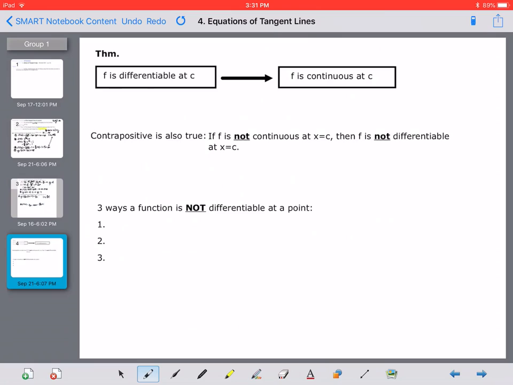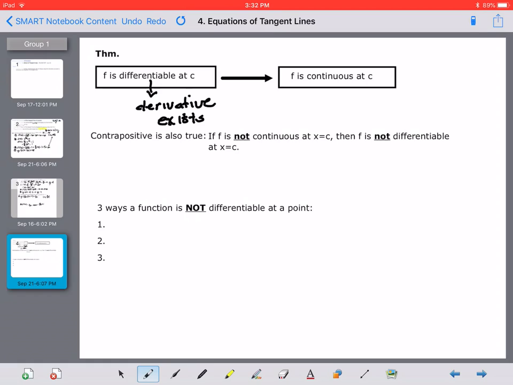Now, one of the big theorems is in fact the theorem that's here at the top. It says f is differentiable at c. All that means is the derivative exists. If it's differentiable, it has to be continuous. If there is slope, there has to be continuity. The contrapositive is also true. That's just the backwards and the not. It says if f is not continuous, then f is not differentiable. Well, obviously, we have to have a point to draw a tangent line to get a slope. You can't have slope where a point doesn't exist.